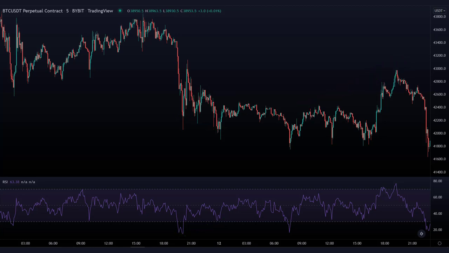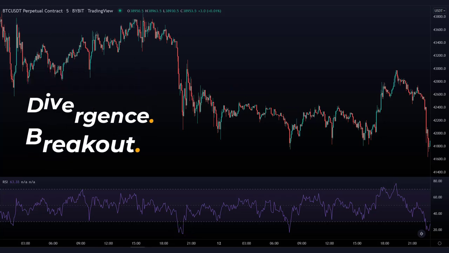Also here we can conclude that you would have made a loss if you had immediately bought a position when the RSI dropped below the 30 level. So it is important to always wait for a divergence and a breakout.